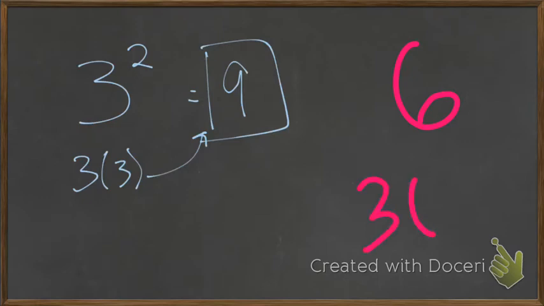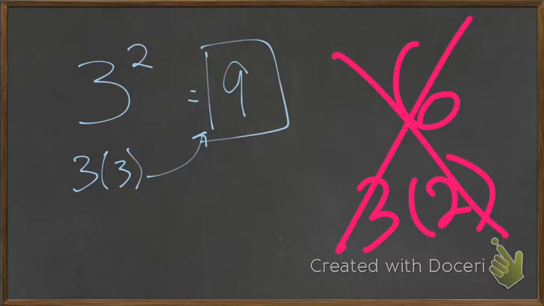So someone did 3 times 2 to get 6, and that is not what that says. That says 3 times 3, right? Okay, cool. Great job explaining yourselves, guys, and talking those maths with me.